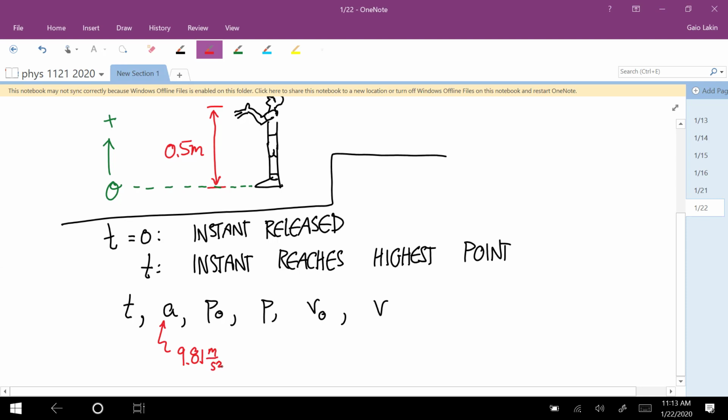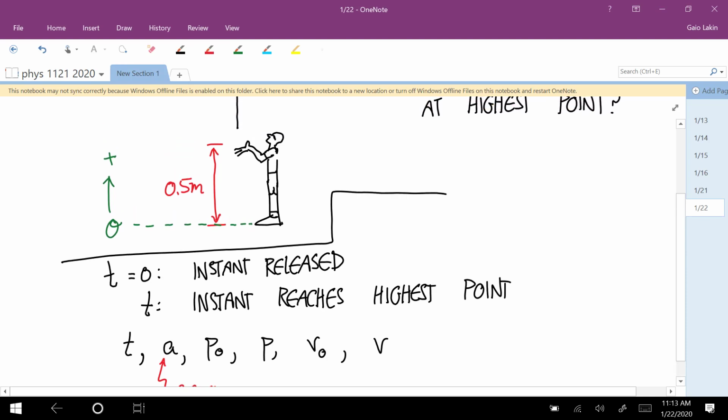And then we have to think about the direction. Our positive direction is up. What's the direction of the acceleration of gravity? Down, so this is negative. Do we know the position when time is equal to 0? Yep, and it's positive 0.5 because it's on the positive side of 0. So this is 0.5 meters. Do we know the position at time t? That's what we're trying to find. We don't know it. Do we know the velocity at time equals 0?